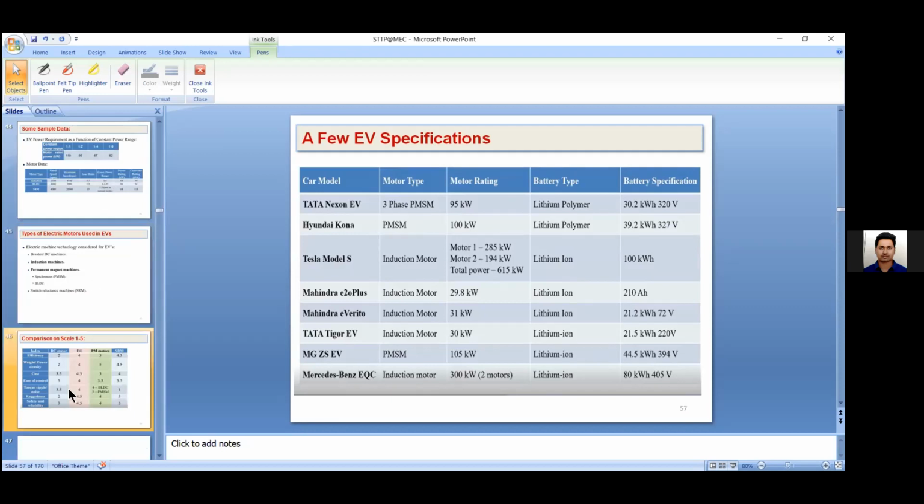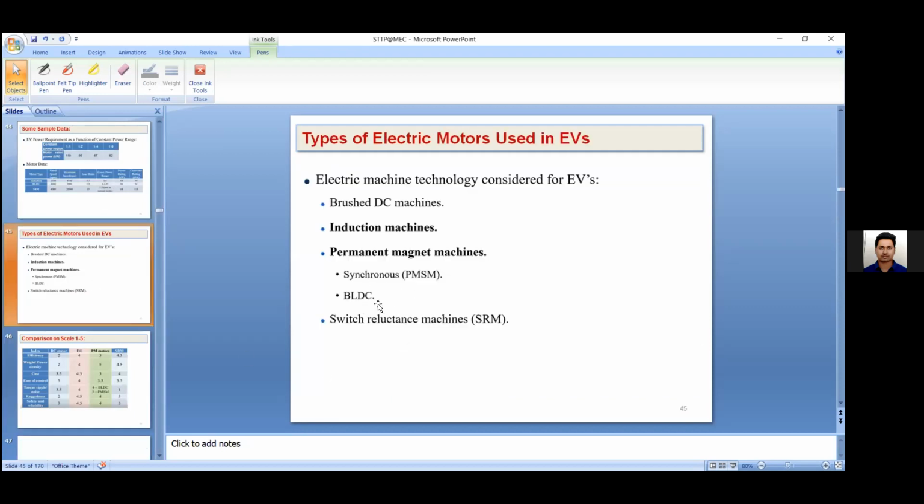So here we have seen the different possibilities. BLDC is for two-wheelers and three-wheelers, and induction machines and permanent magnet motors are for four-wheelers. SRM is for hybrid EV vehicles. So based on the application, we should choose a certain type of motor.